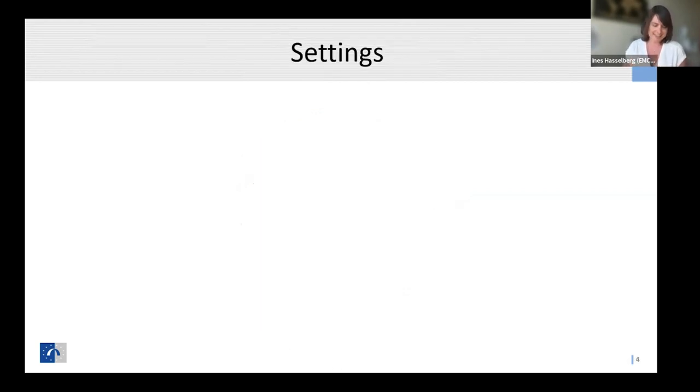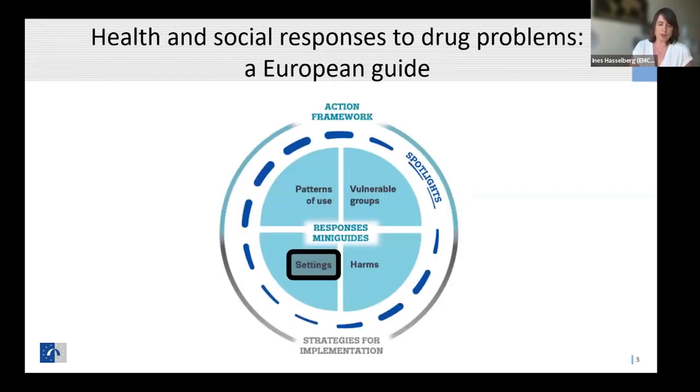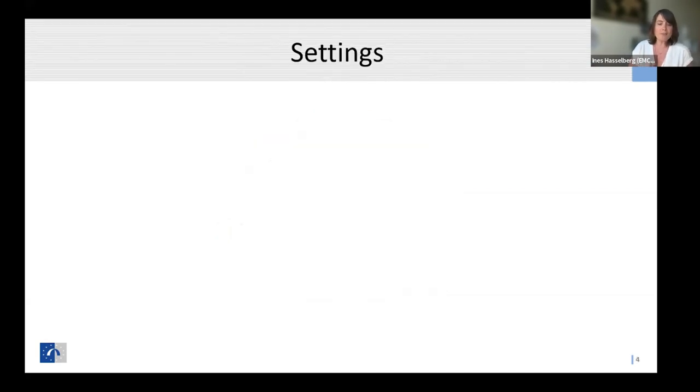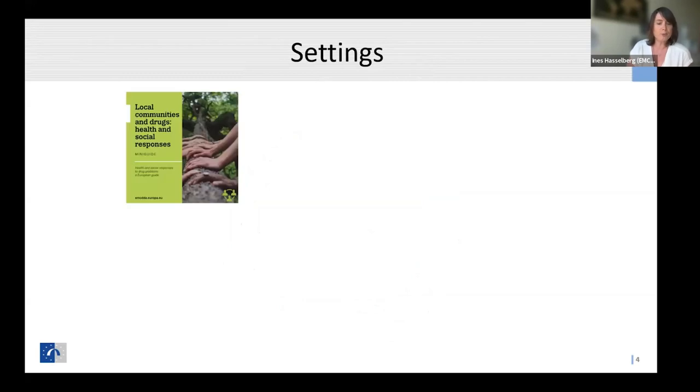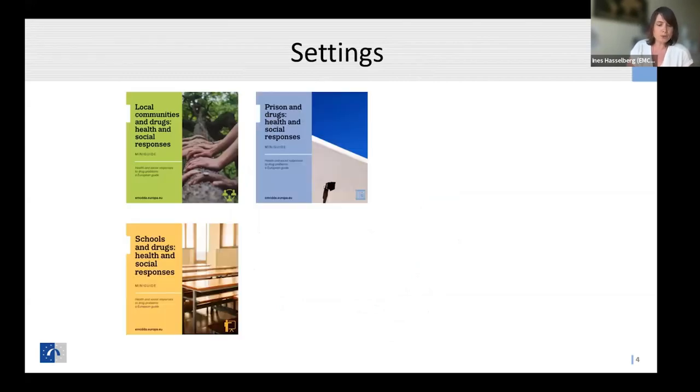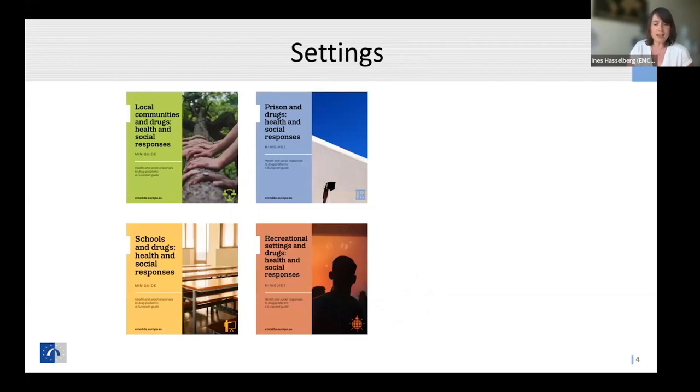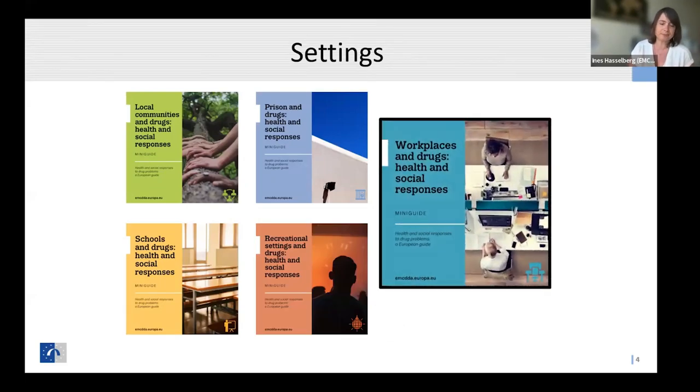So an important factor that can influence drug use, the problems that may be associated with drug use and the selection of appropriate responses is the setting in which use occurs. We have launched 5 mini guides addressing different settings: local communities, prisons, schools, recreational settings, and of course, the workplace.